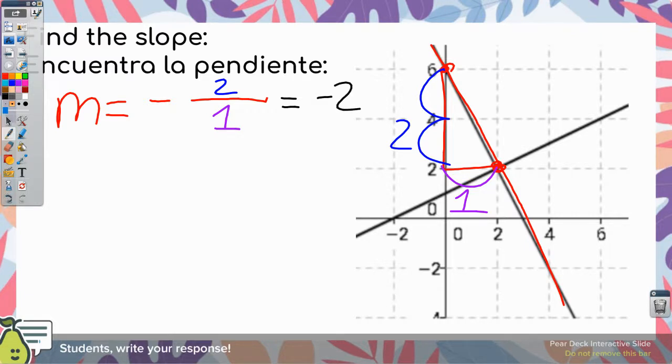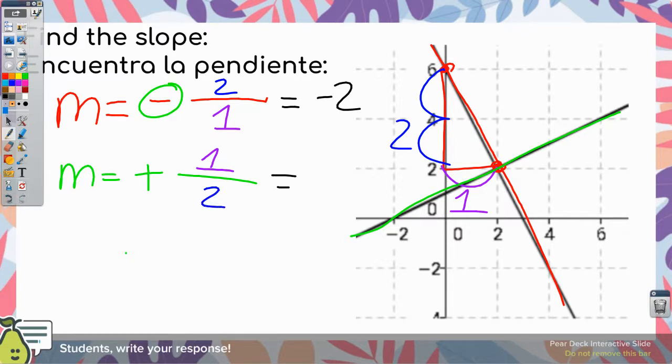I'm going to use, however, that in-between step for my other line, which I'm going to call my green line. If it's negative here, it's positive here. 1's on the bottom, so it's now on the top. 2's on the top, so it's now on the bottom. So that means my final answer here is +1/2. We're using that. You only need to find one slope, but we can use it to find the other.